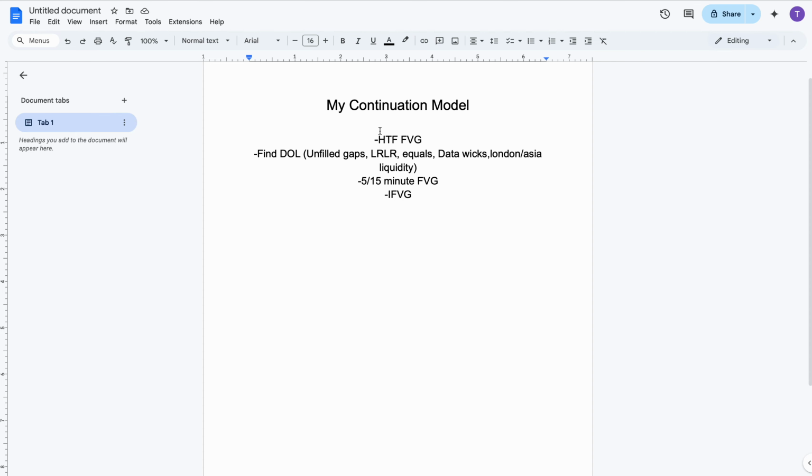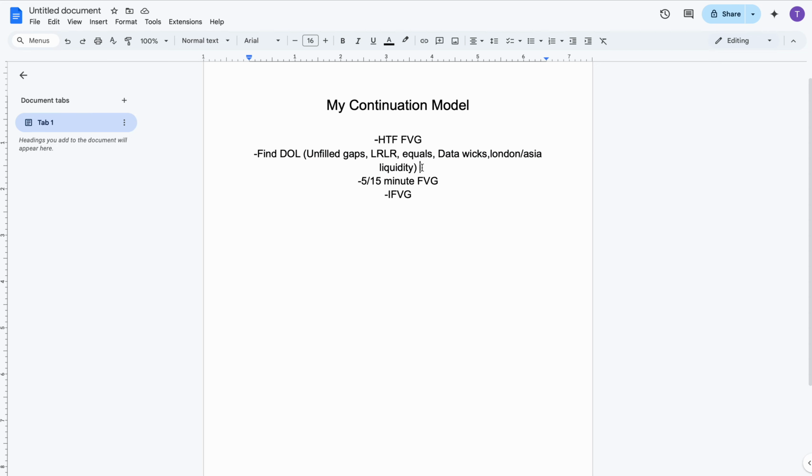First off, I want to see a high time frame FVG get traded into. By high time frame, I mean hourly and 4 hour. I want to see us react off a fair value gap on one of those time frames. Next, or even first, I guess you could put this first in the list, doesn't really matter.